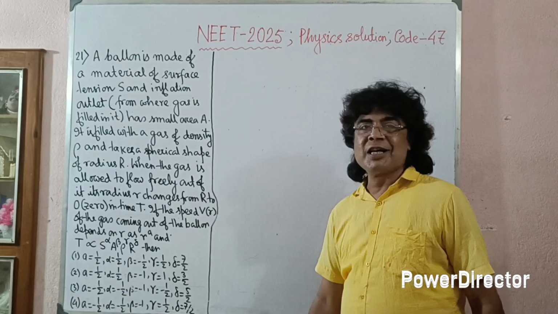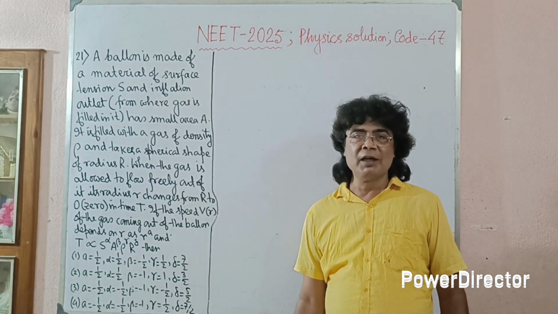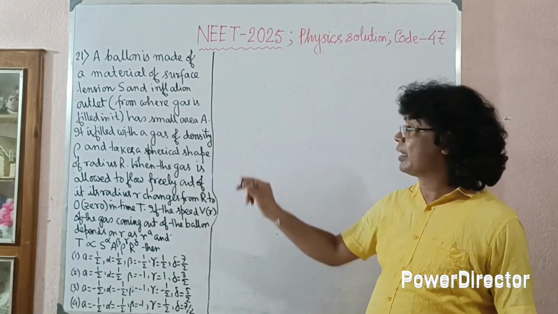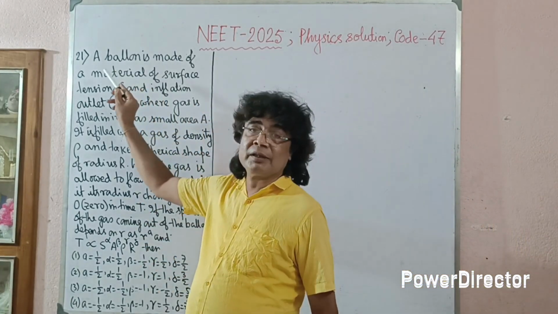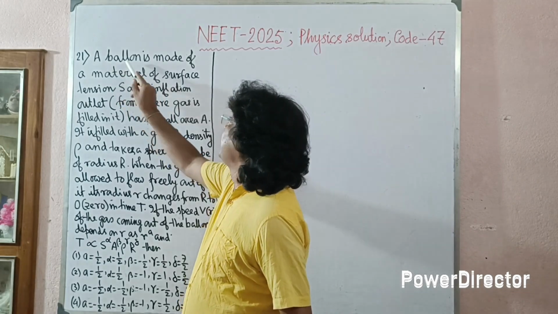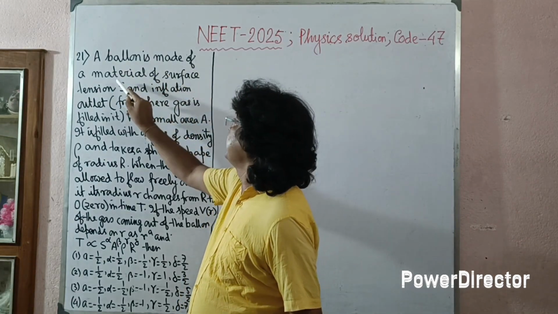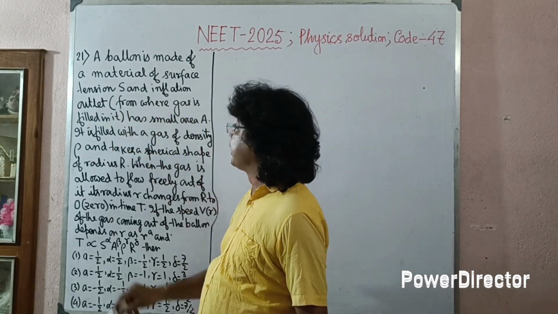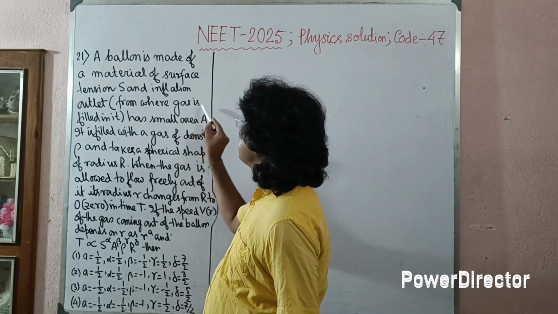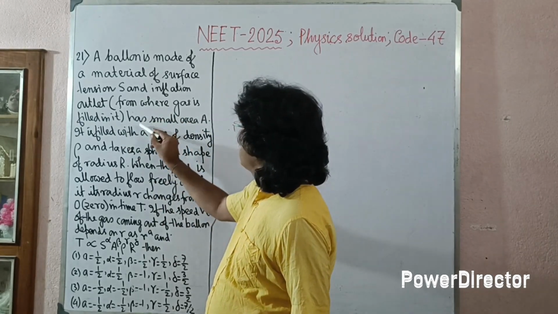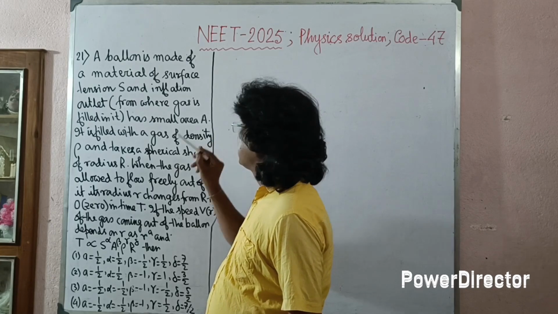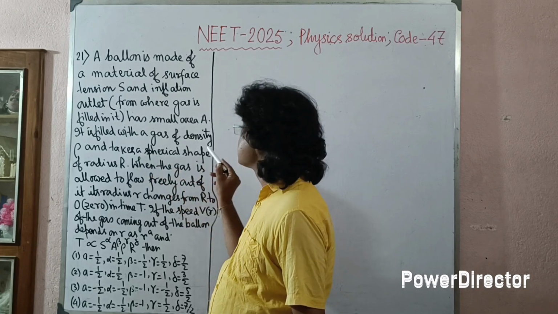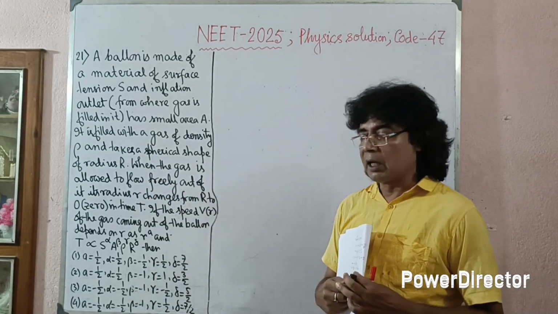Today I am going to discuss question number 21 to question number 25. Now what's the question? Look, question number 21. A balloon is made of a material of surface tension S and inflation outlet from where gas is filled in it has small area capital A. It is filled with a gas of density rho and takes a spherical shape of radius capital R.